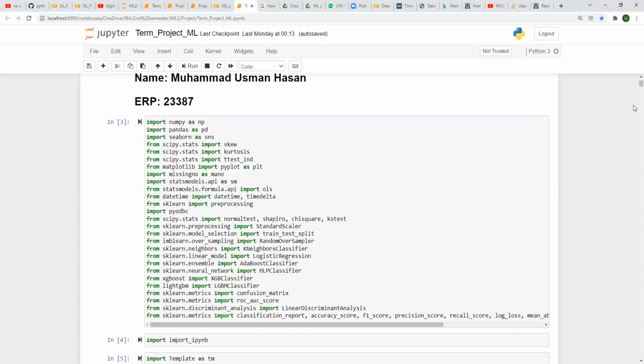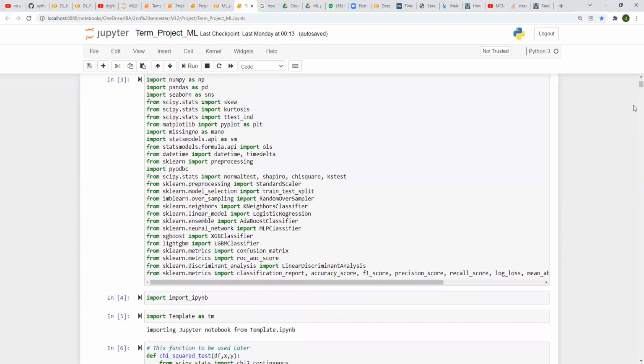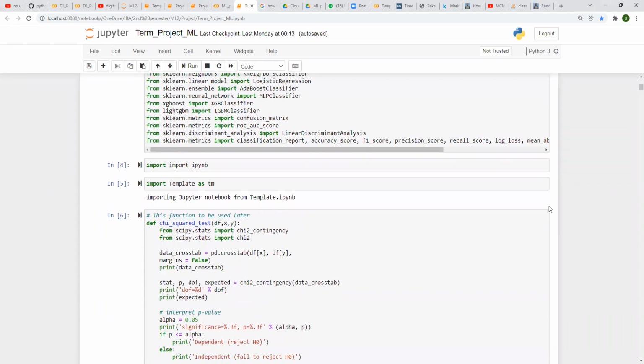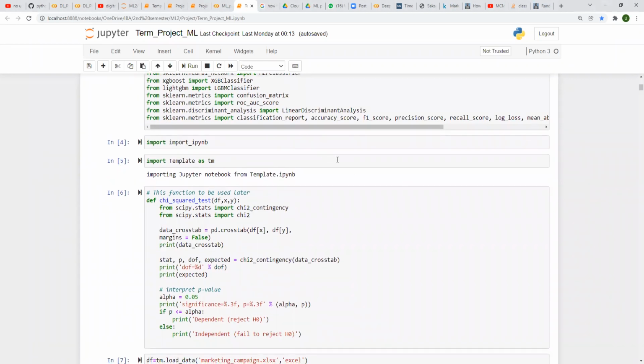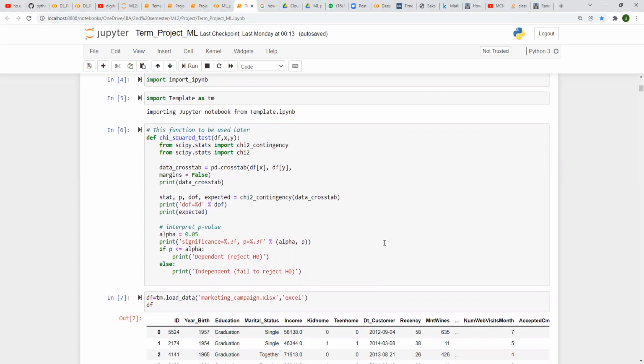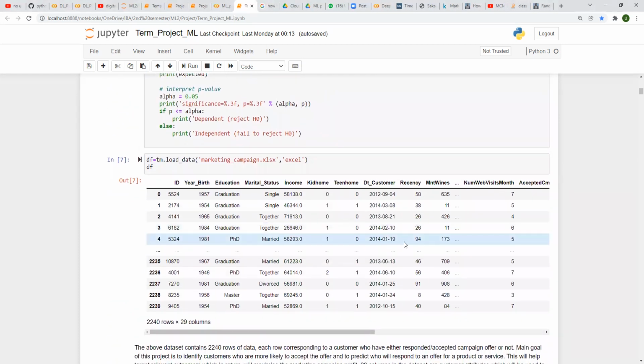So let's start. We'll start off by importing these libraries, which will be used for our task ahead. This template is being imported from Machine Learning 1, where I made a template which included several functions, including functions related to machine learning algorithms and predictions. This chi-square test will be used later on to find dependency of categorical columns with the target column. So moving ahead, this is the preview of our data set.